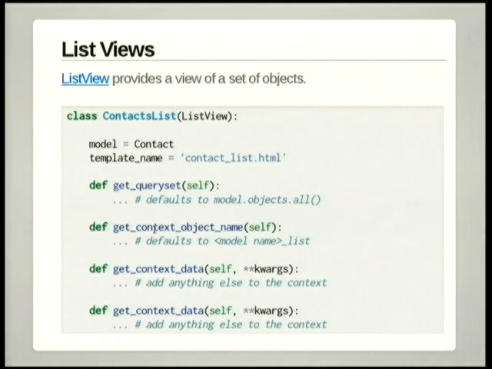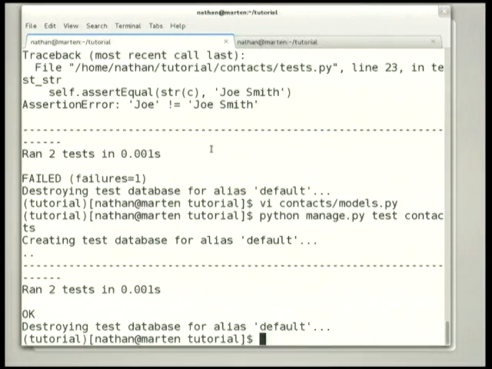So the first thing we're going to do is work on this list view of our contacts. The Django ListView provides a view of a list of things, and there are a few things it does for you by default that we don't have to do anything with. You can override it and tell it what the query set is, what the context data looks like, and what the template is. I'm going to switch over to the terminal, and we're actually going to write this view.